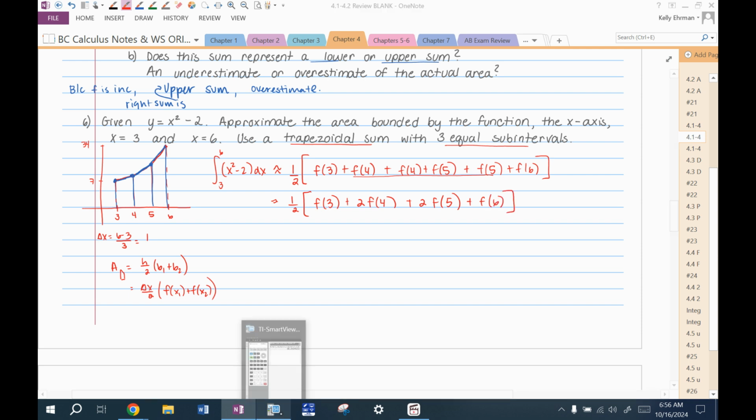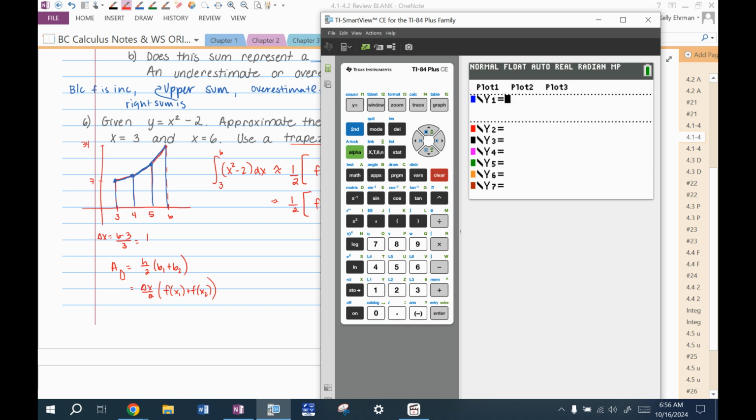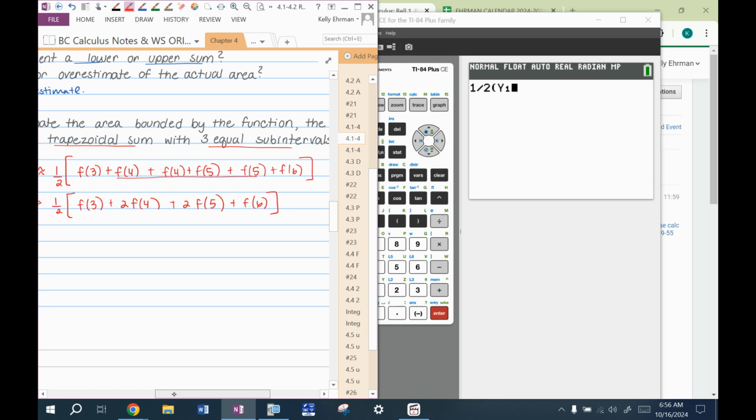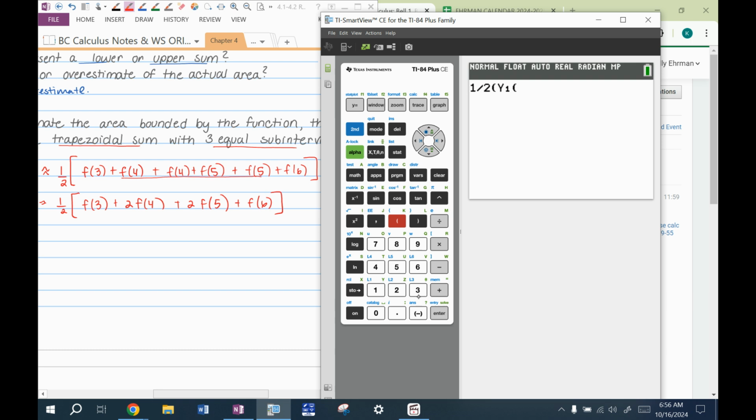Okay, and then let's go ahead and we'll just keep with our theme of using our calculator. So x squared minus 2. And I've got 1/2 outside of parentheses. And so that was y1 of, I need to split screen here. There we go. So y1 of 3, plus 2 times y1 of 4, plus 2 times y1 of 5, plus y1 of 6. 57.5.